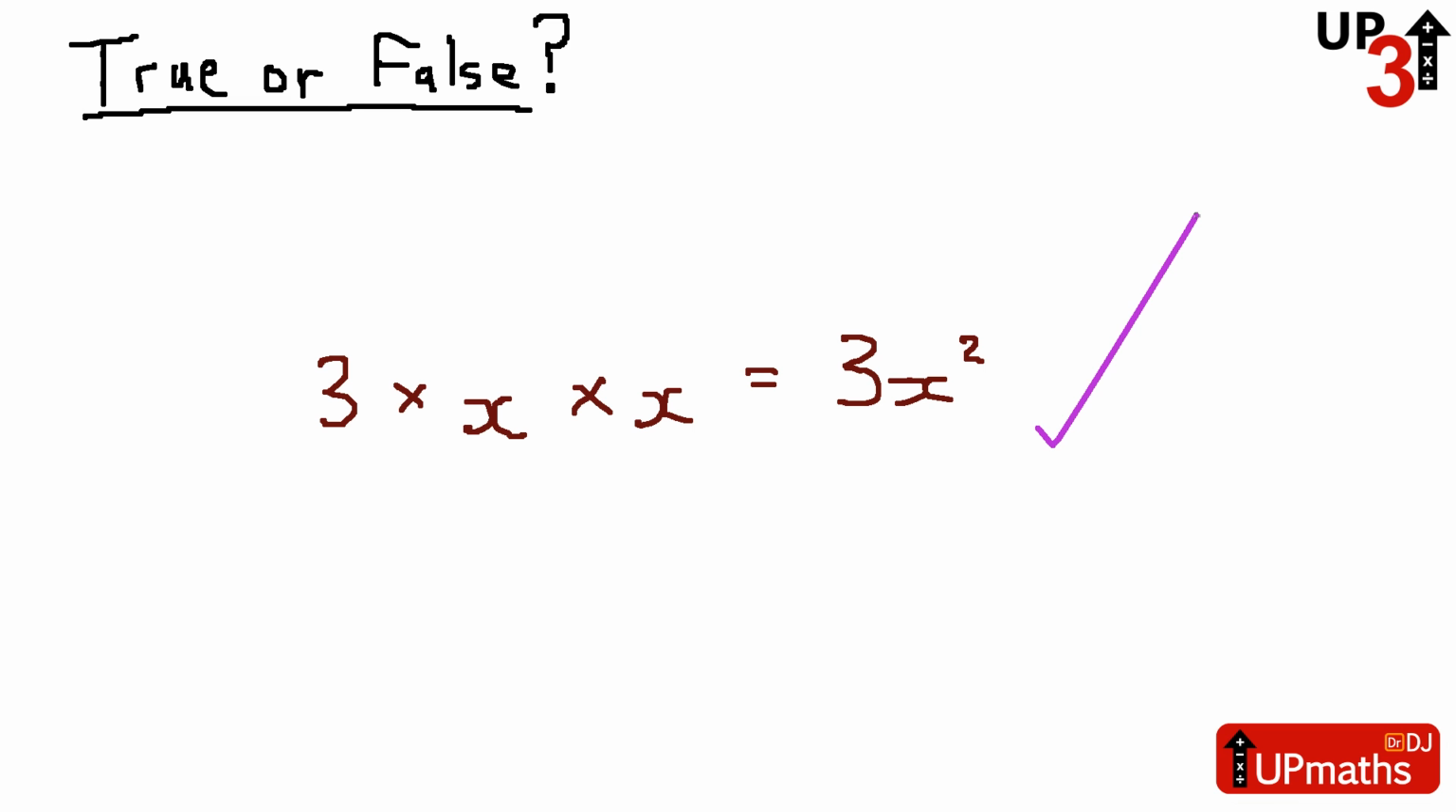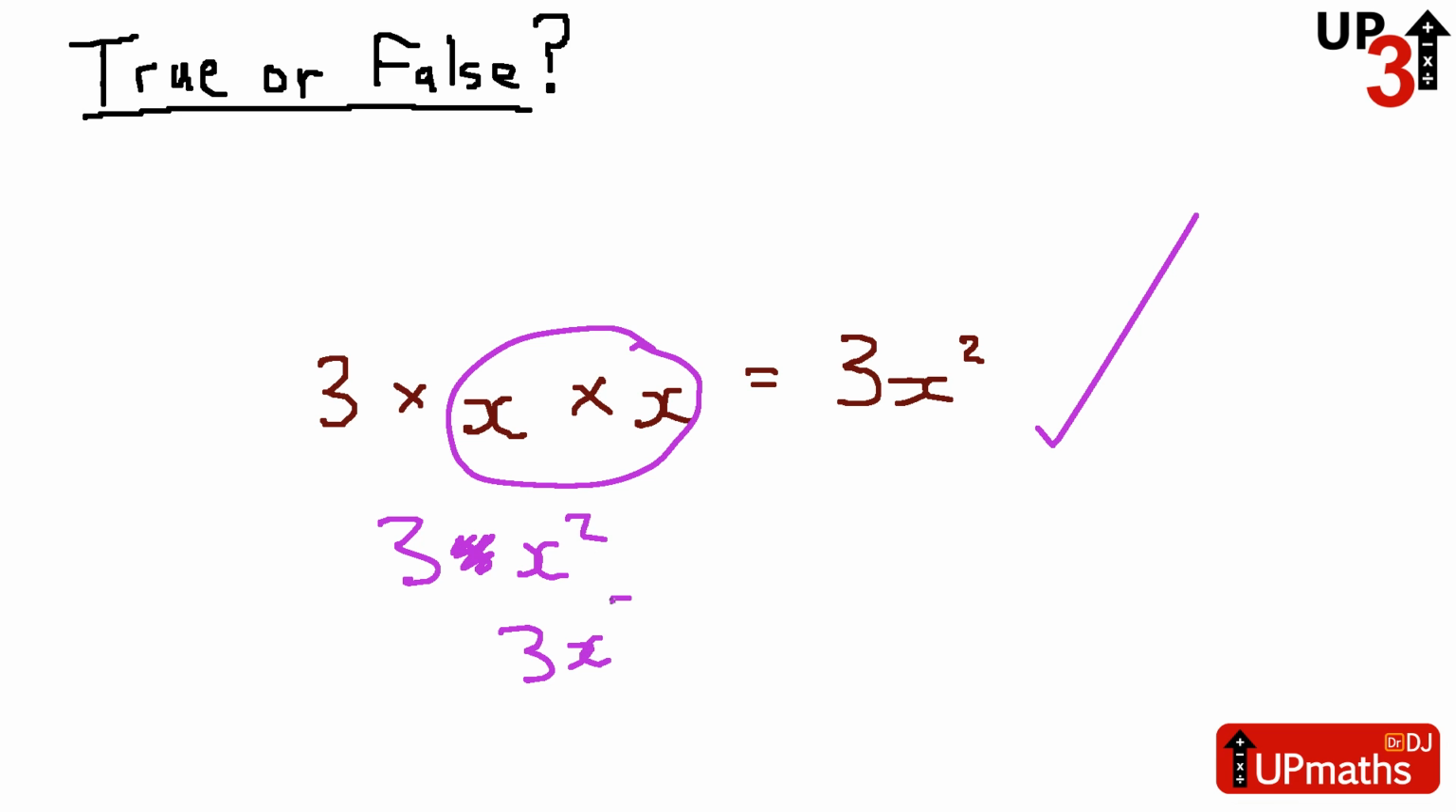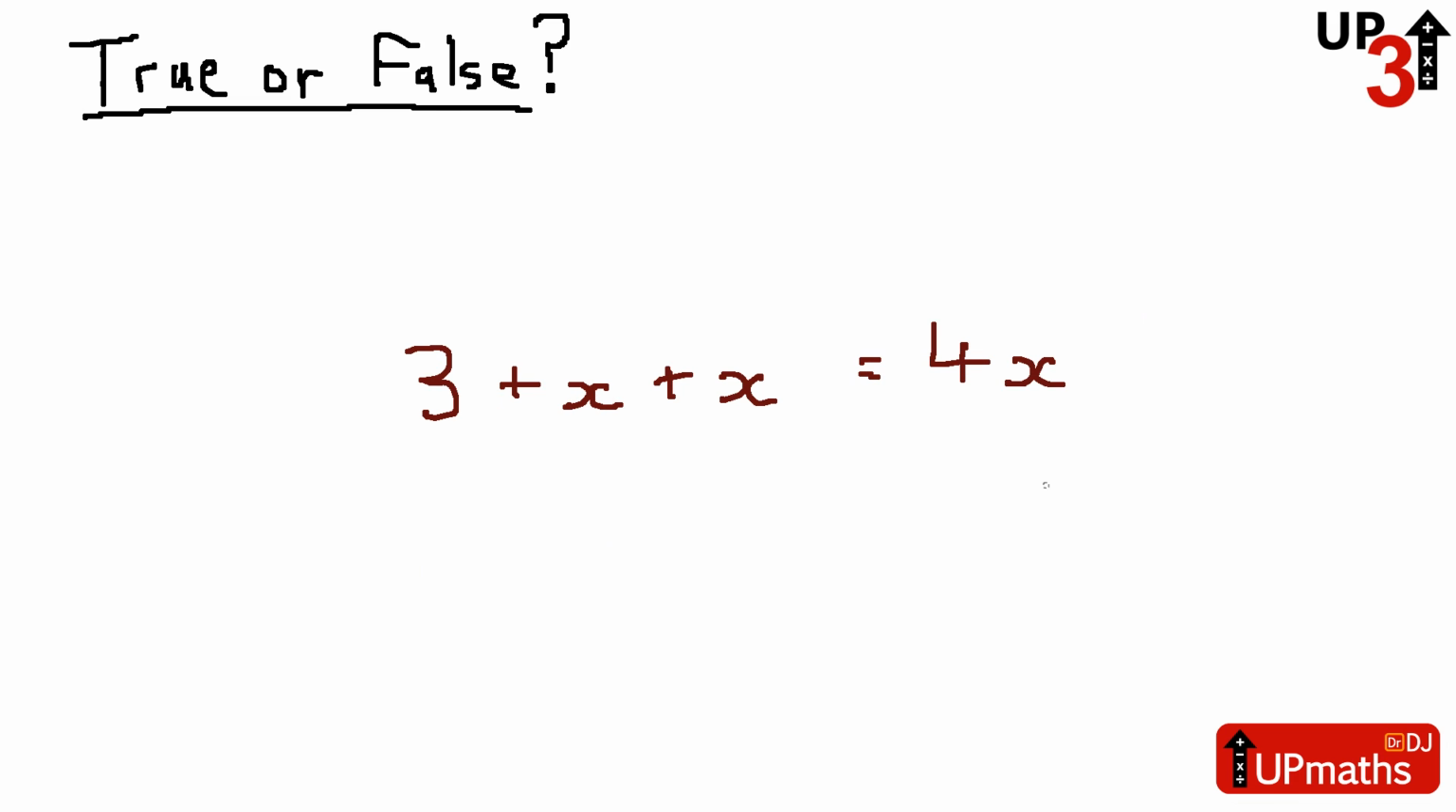And this is true. Why is it true? Well, for starters, x times x is x squared, so that's 3 times x squared. And then we don't need to write the times. We can just write that as 3x squared, because it's not necessary, yeah? Because we just assume there's a times if there's a number right next to a letter. Okay, what about this one?